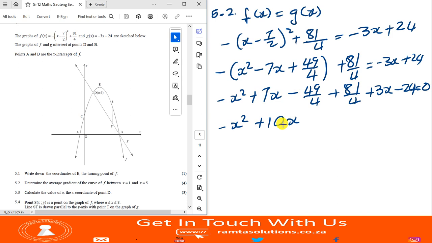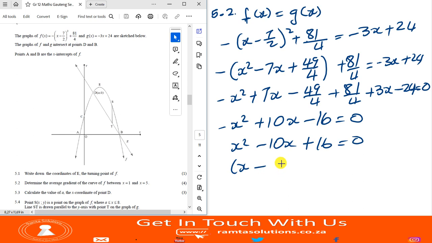Okay, I'm going to use a calculator. Minus 49 over 4 plus 81 over 4 minus 24. What do we get? We get negative 16 equals 0. So I divide by a negative. This becomes x squared minus 10x plus 16 equals 0.